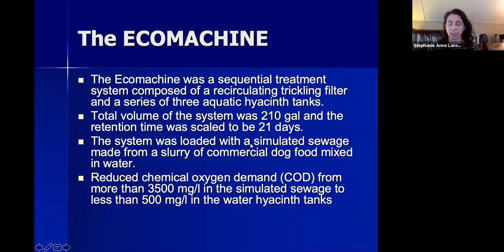And so this ecomachine was a sequential treatment system with a recirculating trickling filter and a series of these 3 aquatic tanks. The volume of the system was about 200 gallons and the retention time is about 21 days. It was loaded with simulated sludge, which was actually made from commercial dog food mixed up with water to get the right concentration of carbon coming in, and it reduced that chemical oxygen demand coming in from 3,500 milligrams per liter to less than 500. So we still had some elevated, but it was a great reduction.